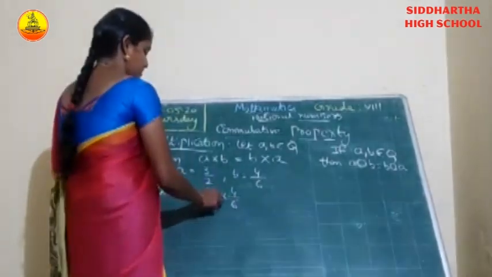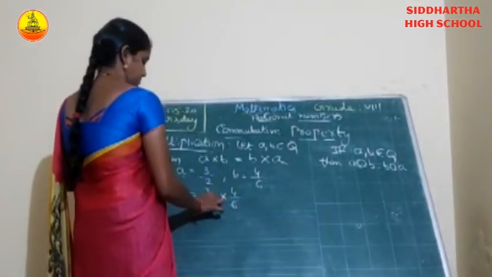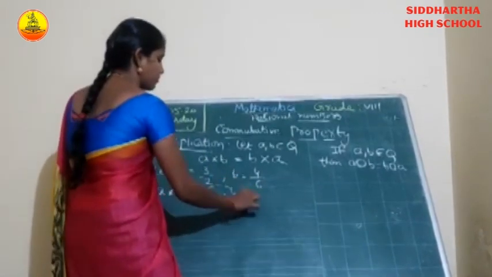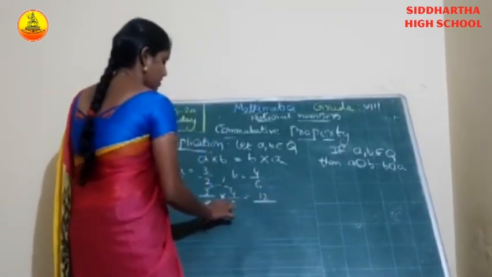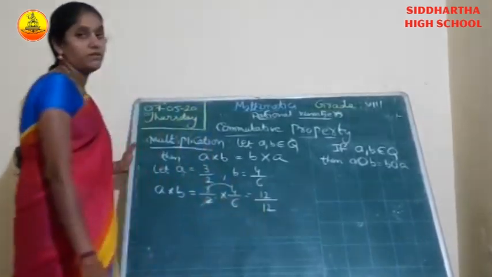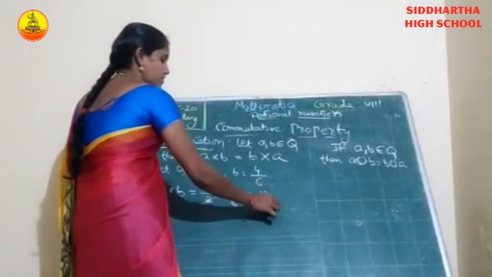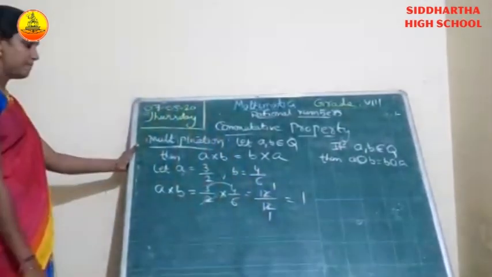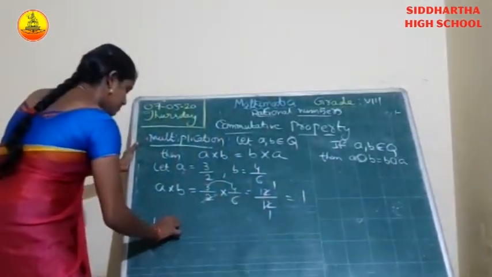You do multiplication, otherwise you can cancel. Okay, we will do multiplication. Multiply the numerators, 3 fours are 12, 2 sixes are 12. 12 by 12. 12 and 12 are divisible in the 12 table. 12 ones are 12, 12 ones are 12. What is the value here? 1.